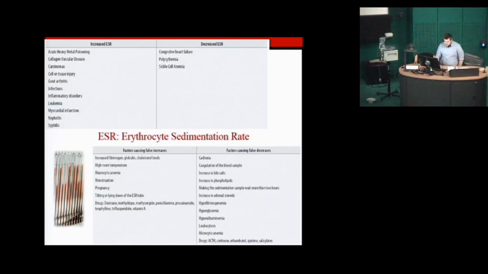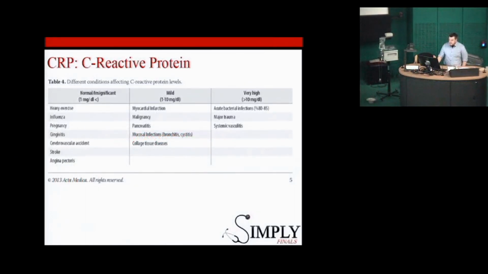Erythrocyte sedimentation rate is a marker of inflammation, raised in lots of things, and you can get false results with it. I'm not going to read through the table, but you can look at that. CRP, as we've mentioned before, is an acute phase reactant. The C stands for the capsular antigen of the streptococcus. So typically you get a huge rise in CRP with bacterial infections, but generally anything causing inflammation in the body can cause a rise in the CRP levels.